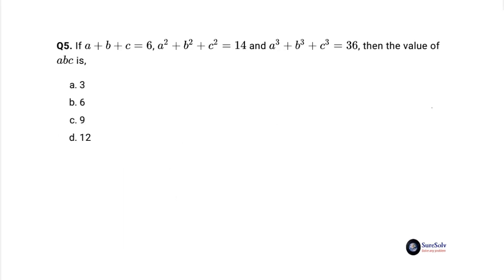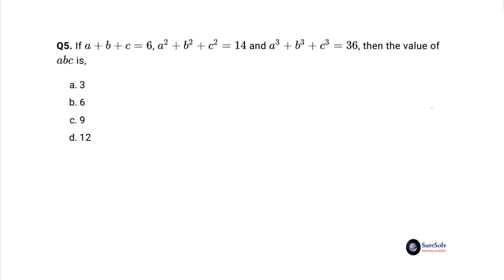Next problem. Question 5 is, if a plus b plus c equal to 6, a square plus b square plus c square equal to 14, and a cube plus b cube plus c cube equal to 36, then the value of abc is option A 3, option B 6, option C 9, and option D 12. This is a repeat problem. We have solved this in the earlier solution set. We'll repeat the solution for those of you who have not seen the video.